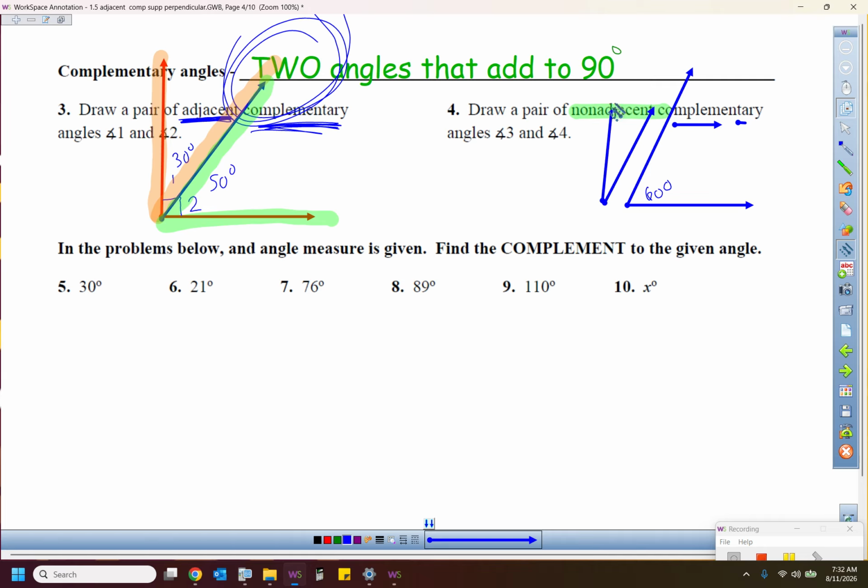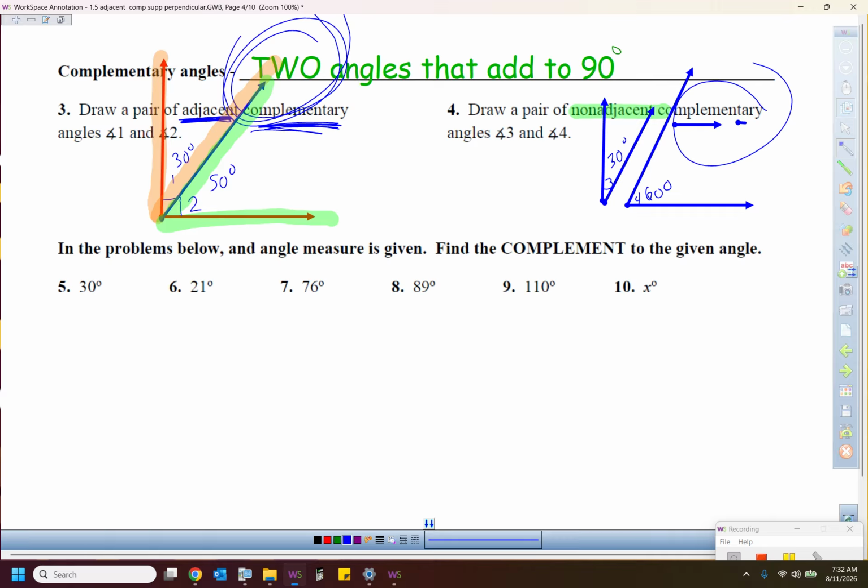So just one of these dudes, however you want to make it, but 30 degrees. And I got to call them angle 3 and angle 4, I guess. But those two have to add up to be 90 because they're complementary. And they're not supposed to touch each other basically because they're non-adjacent. So there's tons of different ways you could have drawn that, but that's the way I did it.